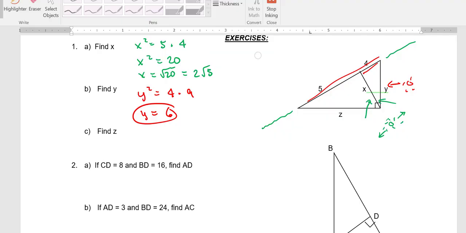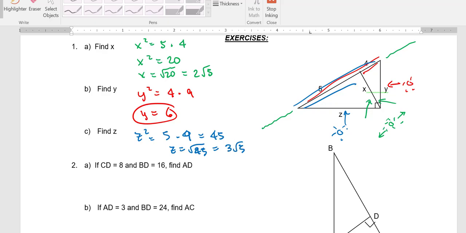And then for z, I'm going to put the sun right there. I'm going to shine it down on this side, so it's going to be z squared is equal to the short shadow times the long shadow, so it's going to be 5 times 9, or 45, so z is going to be equal to the square root of 45. Or if I simplify that, it's going to be 3 root 5. And so that'll be the length of z.